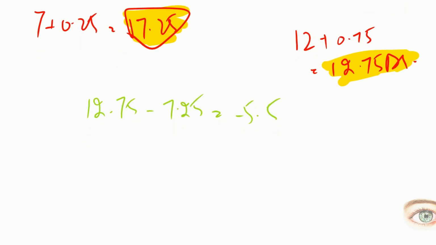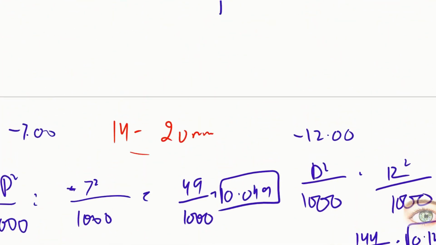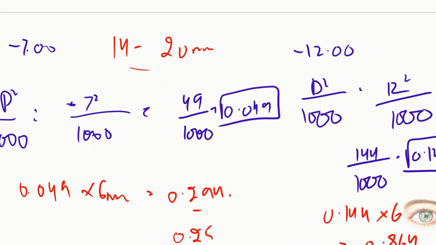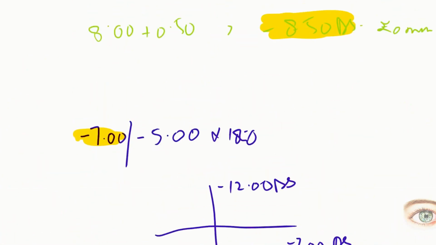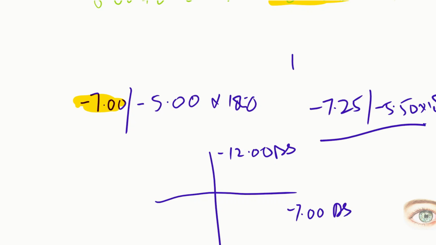So the final prescription is going to be minus 7.25 and minus 5.50 at 180. And what was the prescription before? It was minus 7 and minus 5 at 180, and now it is minus 7.25 with minus 5.50 at 180, with a change in BVD from 14 to 20 millimeter.